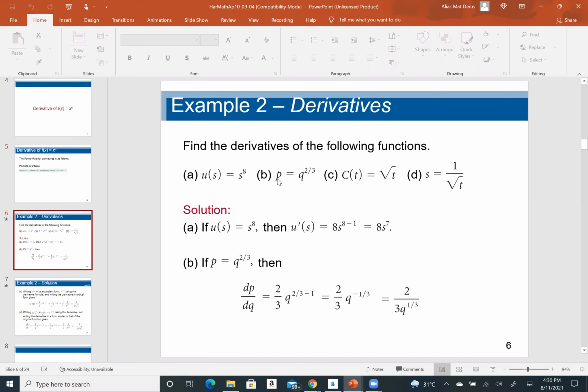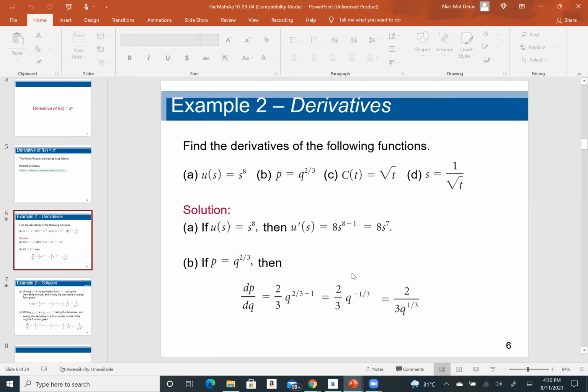All right, here, example number 2, B. I have P equal to Q to the power of 2 over 3. What is the derivative? You bring down the power 2 over 3, reduce the power by 1. So you have 2 over 3 minus 1. What do we get? Negative 1 over 3. So the derivative is 2 over 3, Q to the power of negative 1 over 3.